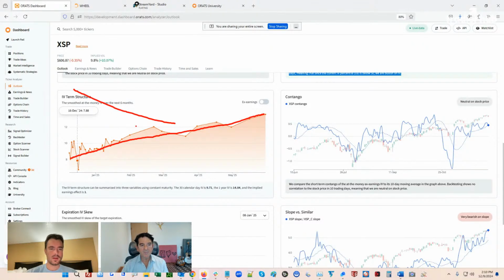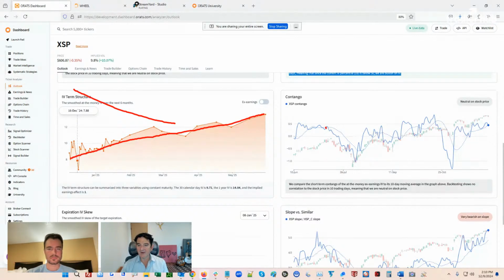Yeah, and depending on the stock, contango can have more or less of a predictive metric. In this case, we see that it's neutral because the backtesting doesn't show a correlation to the stock price in 10 days. But that could be different depending on how far out you're looking, and also on the stock. Right. But basically it's usually positive.